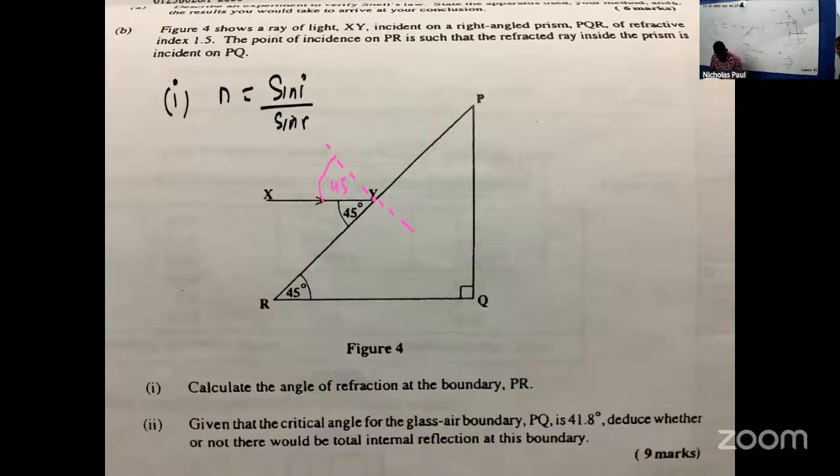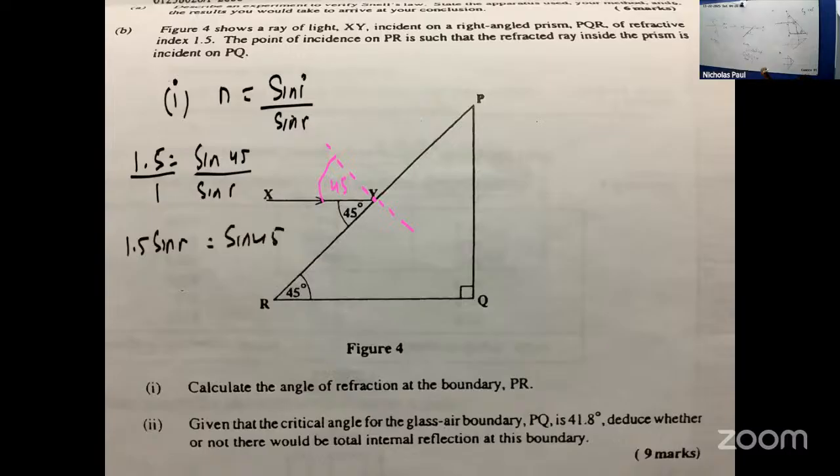All right, ready? Right, so when they use the formula, refractive index is 1.5. Angle of incidence is 45 over sine r. What do you do here again? Cross multiply. So you'll get 1.5 sine r is sine 45.